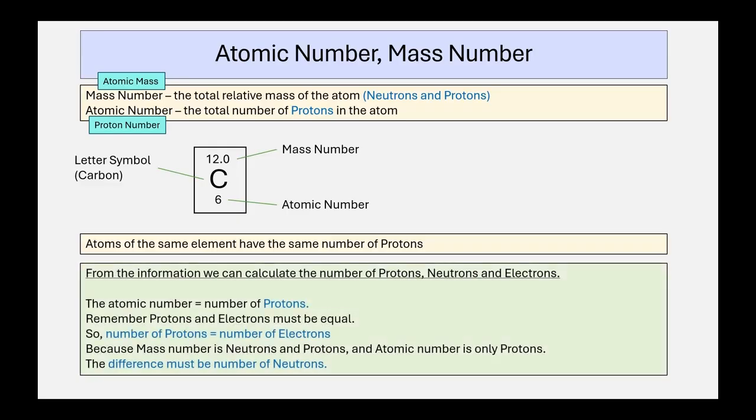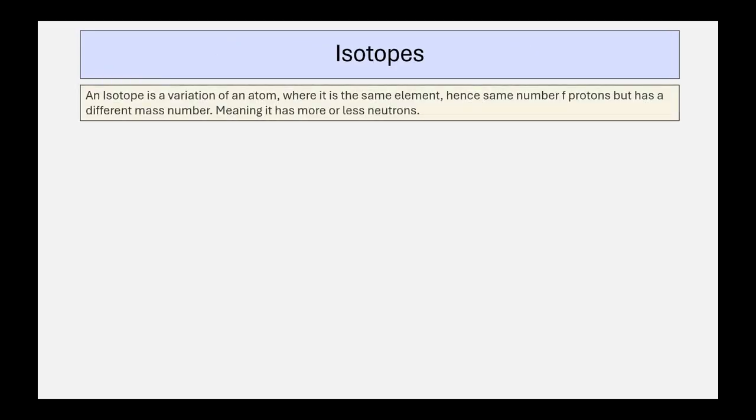Now we need to know how to calculate the number of protons, neutrons, and electrons from this information. The atomic number is the number of protons. That's nice and easy. And then remember, the protons and electrons must be equal in an atom, so it's uncharged. So we also have 6 electrons. And because the mass number is neutrons and protons, we can take away the number of protons from the mass number to find the neutrons. So 12 minus 6 makes 6 neutrons. Should be nice and easy.